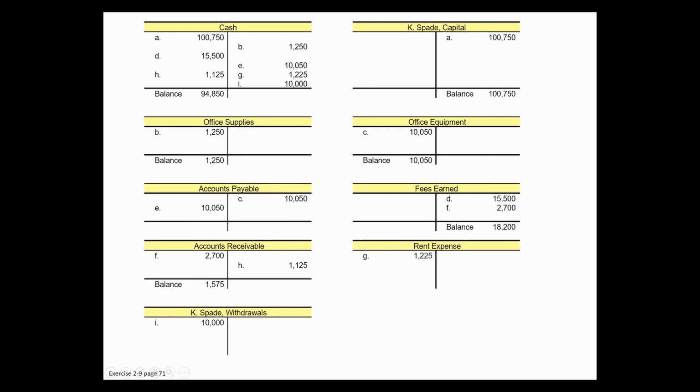And then our accounts receivable, we have $2,700. That's what we billed for. So debit, and then we received $1,125. So then we still are owed as a business $1,575. Debit, again, that's an asset. Rent expense, we'll just carry that down. Again, that is part of equity, but it's an expense, and so we debit that. And then the withdrawals, again, that's part of equity, but it helps to reduce the capital because she took out money from her business.